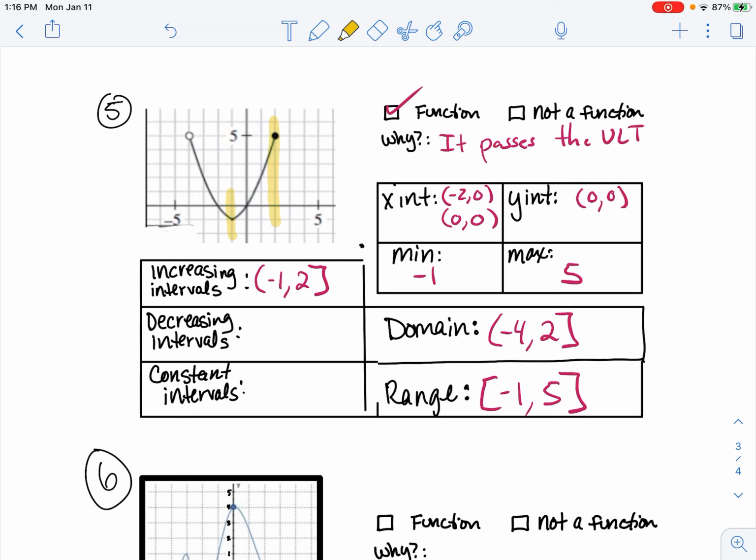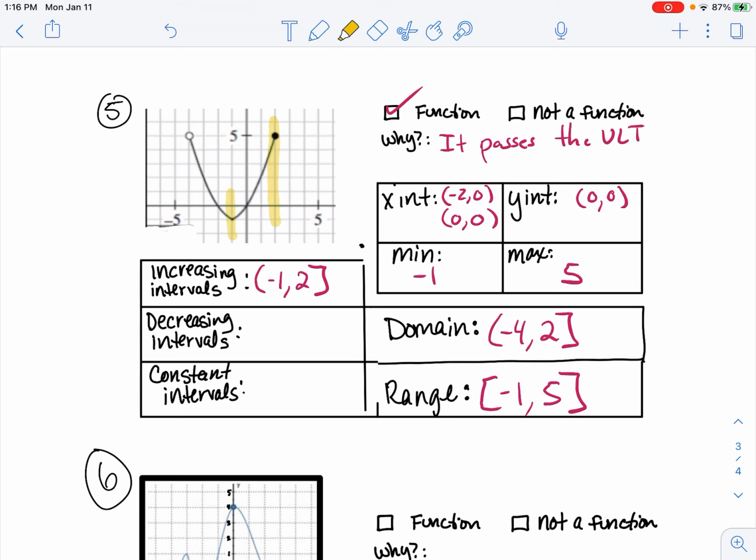Decreasing, it's decreasing from here to here. So it's decreasing from -4 until -1. So -4 to -1. Because this is an empty circle, once again, parenthesis. Okay, and there are no constant intervals, so we would say that's not applicable.